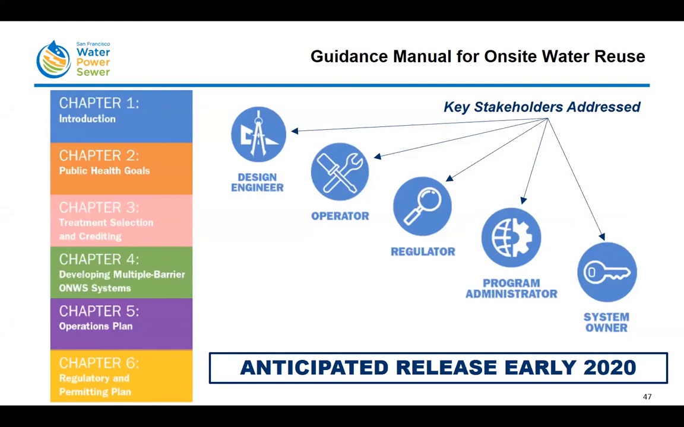And then what I talked about as one of the learning objectives was this guidance manual that the National Blue Ribbon Commission just recently finished. This guidance manual includes a PDF manual, as well as PowerPoint modules on each of these different chapters. And so it's really meant to address key learning objectives for design engineers, operators, regulators, program administrators, and system owners.